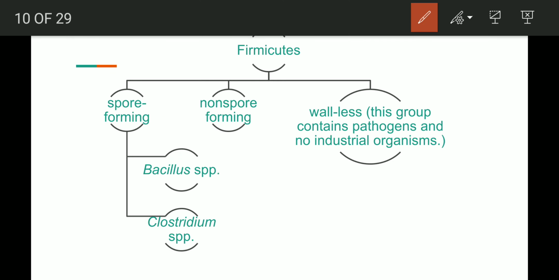These Firmicutes will be further subdivided into spore forming, non-spore forming and cell wall less bacteria. These cell wall less bacteria are mainly pathogenic bacteria and we don't use them in industrial processes. The industrially important bacteria of Firmicutes are Bacillus and Clostridium.